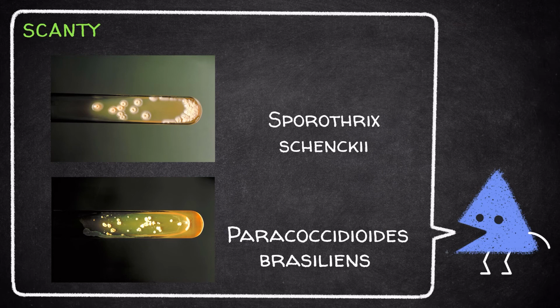The slide shows an agar slant culture of the fungus Sporothrix schenckii at 37 degrees Celsius. The second picture is a Sabouraud dextrose agar slant culture of the fungus Paracoccidioides brasiliensis grown at 37 degrees Celsius.